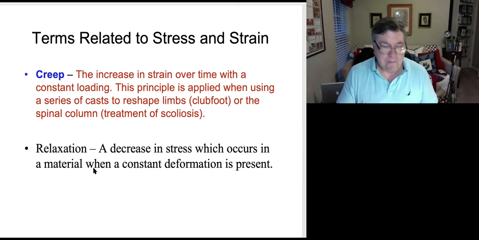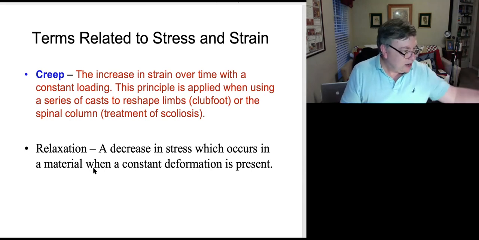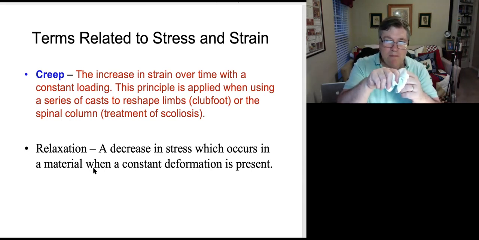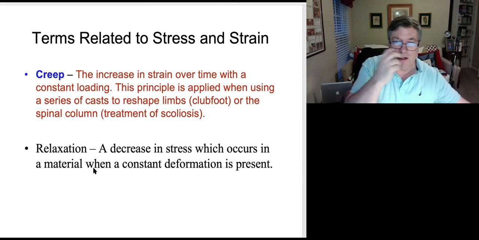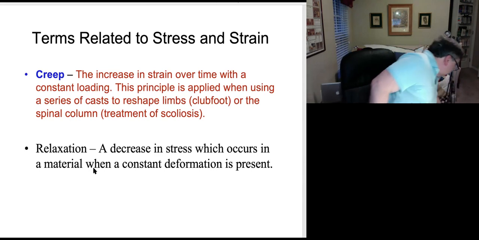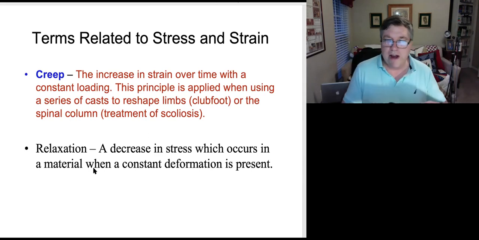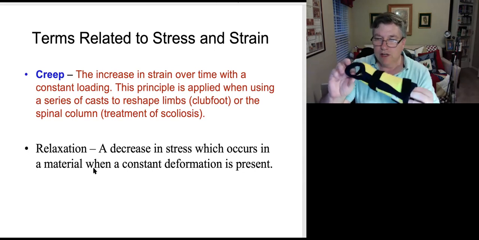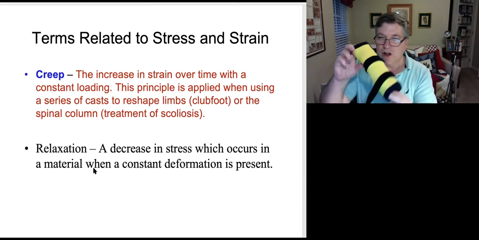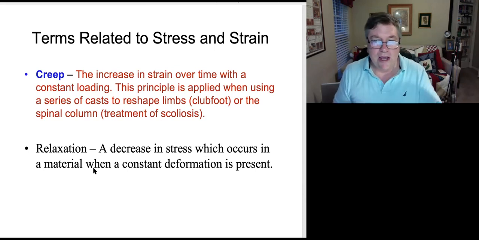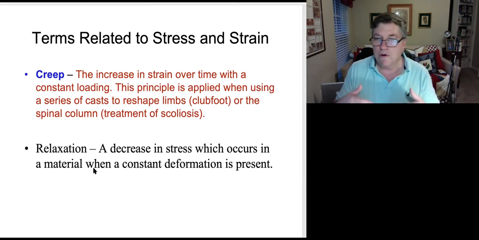It means that when you have a material under a constant load, it changes its shape over time. So this is sometimes used in casting to try to reshape limbs. We often use this for fractures, but sometimes people will use this to reshape a limb or a hand or a wrist, especially when there's a severe injury. So here's a soft cast, for example. So creep means there is a certain amount of strain over time under a constant force or load.